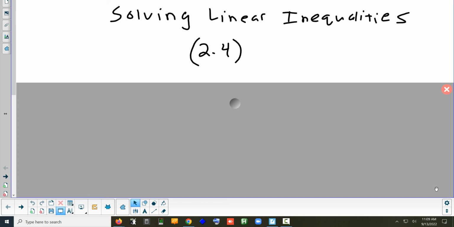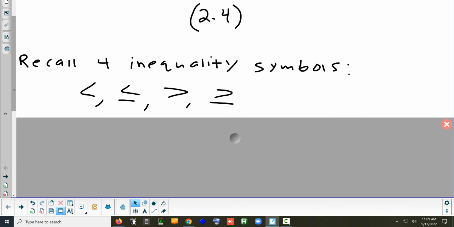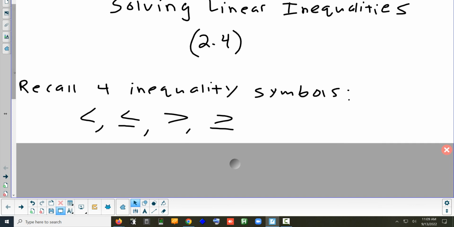Today we're going to look at 2.4, which is on solving linear inequalities. So remember, if something is an inequality, you will see one of those four symbols in place of an equal sign. Less than or equal to, greater than or equal to.